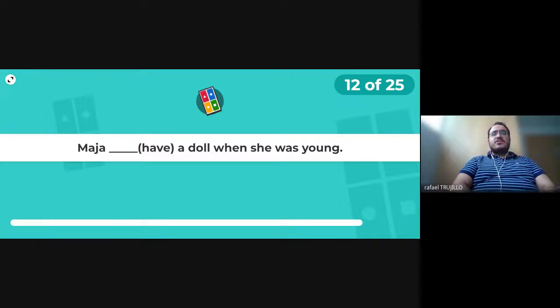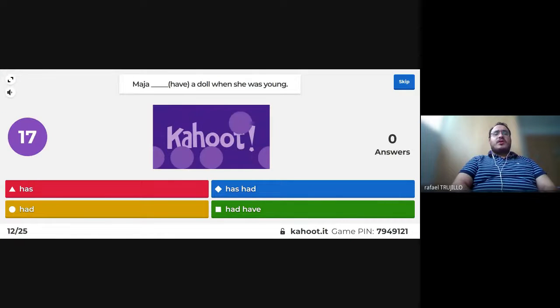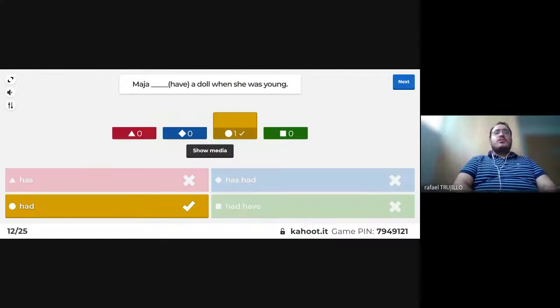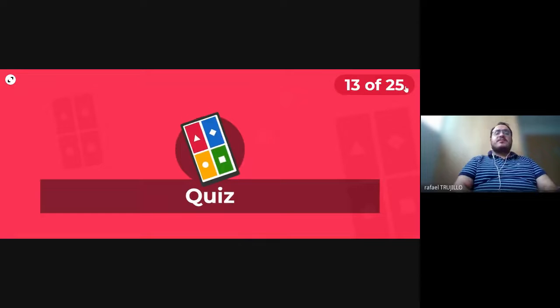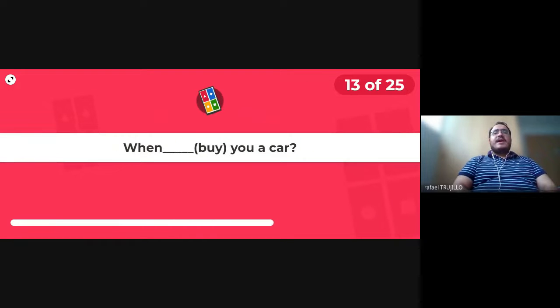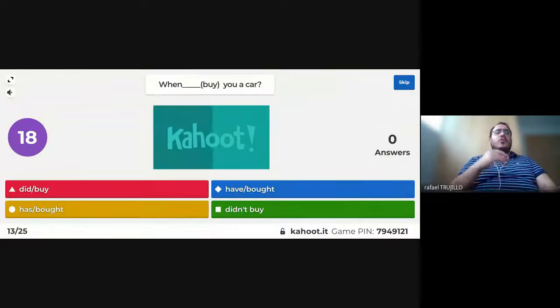Maja have a doll when she was young. Maja has had a doll when she was young. When she was young, it is in the past. Maja had a doll when she was young, a one-time event. It simply happened.